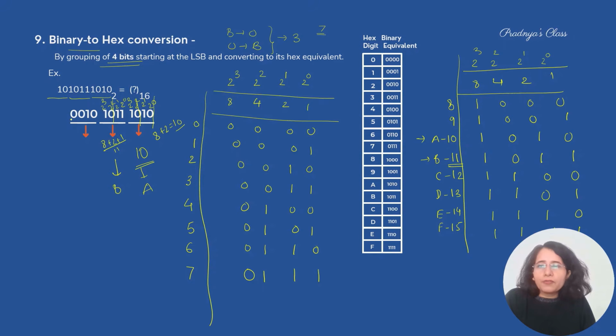Now let's find out for this. No need to solve for 0. So this is 2 to the power 1. 2 to the power 1 means 2. So ultimately we can write 2. So our final answer is 2BA.